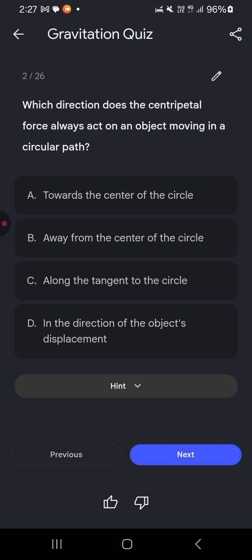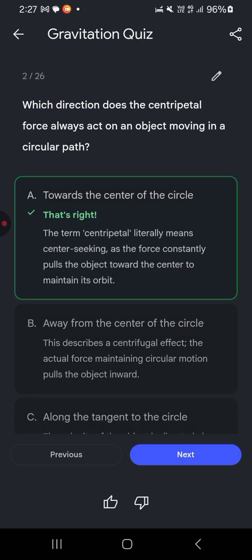Which direction does the centripetal force always act on an object moving in a circular path? The correct answer will be towards the center of the circle. The term centripetal literally means center seeking, as the force constantly pulls the object towards the center to maintain its orbit.